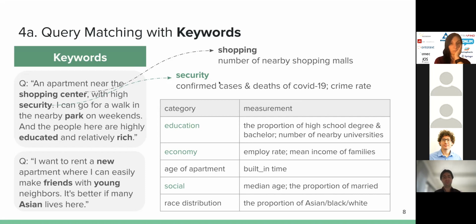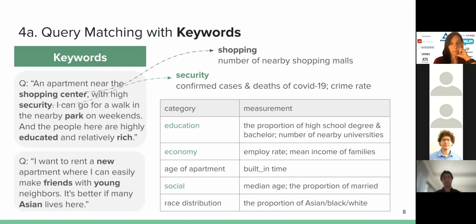description of the apartment. But what we also did, we defined specific keywords and we matched them to specific structured queries that you can run. So if somebody talks about security, we thought, well, probably they mean confirmed cases and deaths of COVID-19, or maybe low crime rate and things like that. So we took this and we mapped them to queries in our graph.